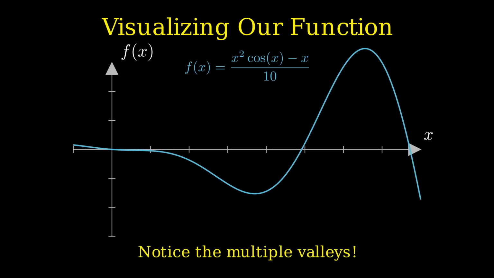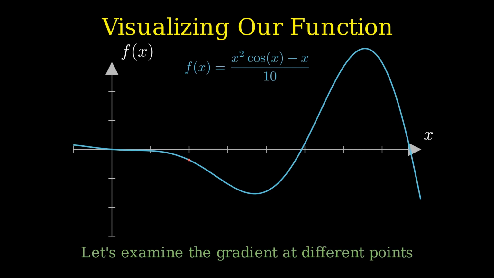These oscillations create multiple valleys or regions where the function reaches local minima. Each red point marks one of those local minima, points where the function stops decreasing and begins to rise again. These are exactly the kind of points gradient descent tries to find automatically. To understand how, let's look at the gradient, the slope, at different positions along the curve.